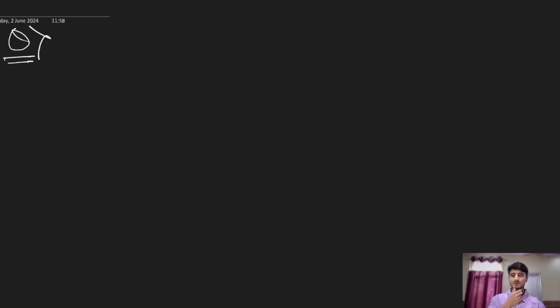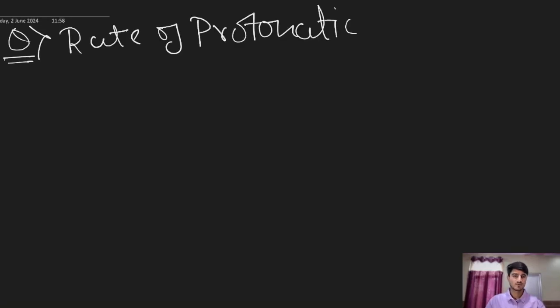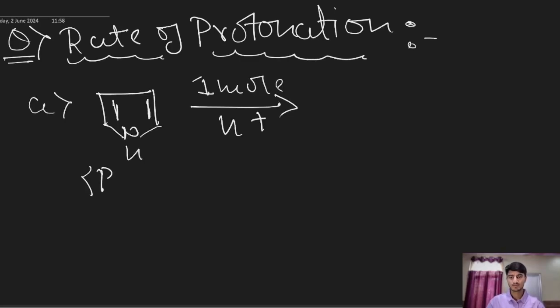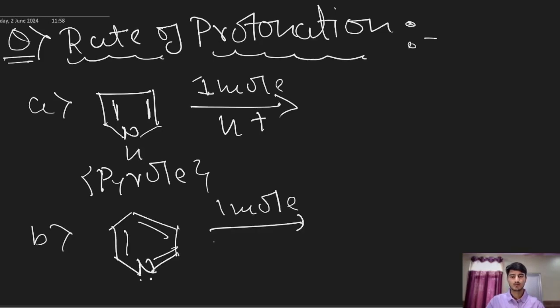So we have two molecules and we have to predict in which molecule the rate of protonation is higher and in which it is lower. This type of question you will find in your IIT JEE and NEET examinations. The name of this molecule is pyrrole, and the other is pyridine, with 1 mole H plus. So in which case is the rate of protonation higher?